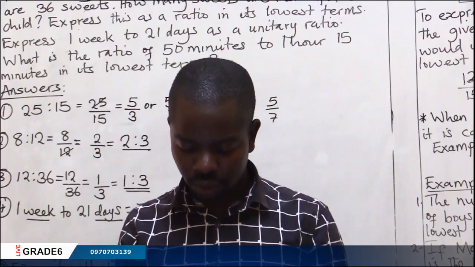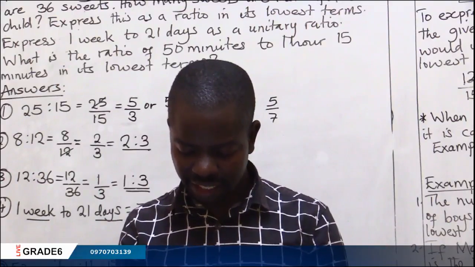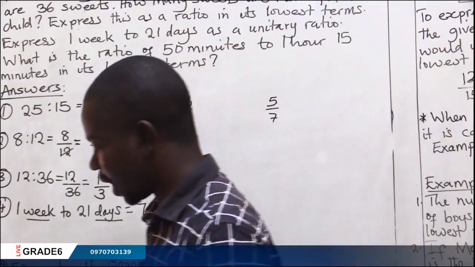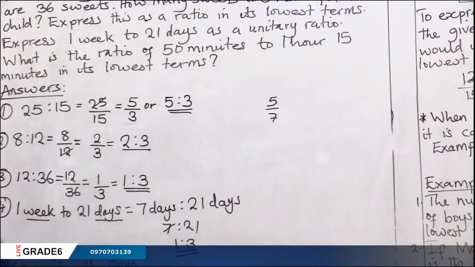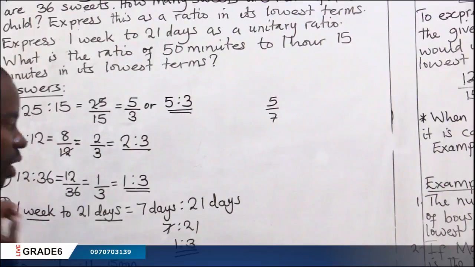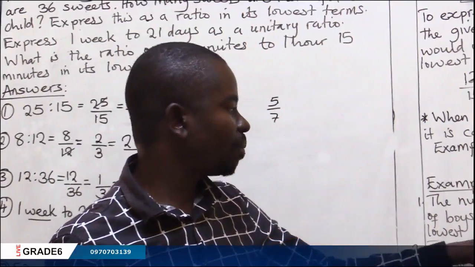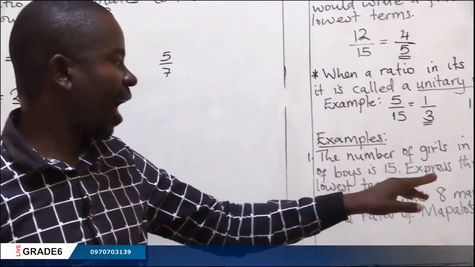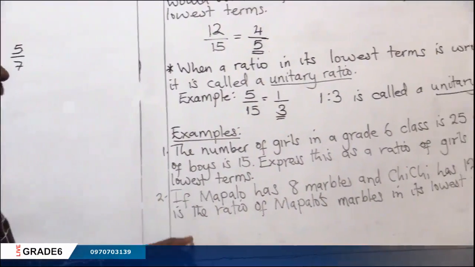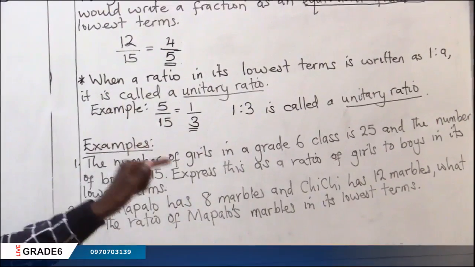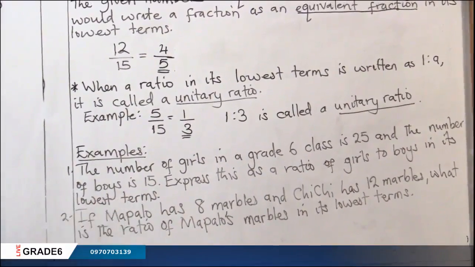Okay, so the next question says, how did you find the answers in question 2 and 3? All right, so question 2, boys and girls, I want you to follow. Question 2 says, if Mapalo has 8 marbles and Chichi has 12 marbles, what is the ratio of Mapalo's marbles in its lowest terms?